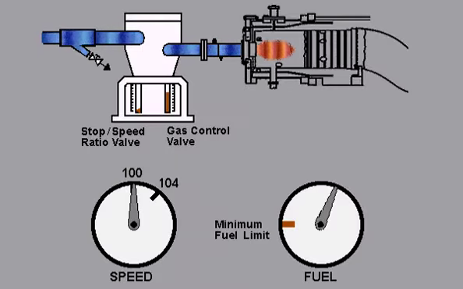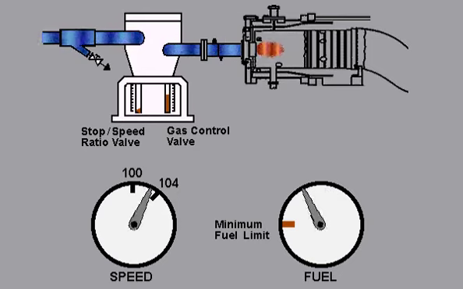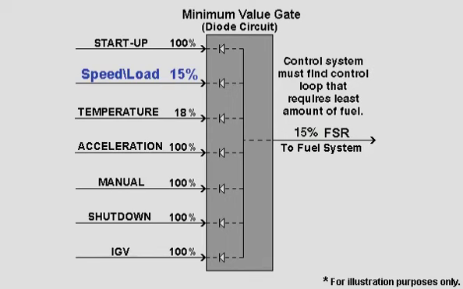When there is an upset in the control system, the fuel supplied to the combustors won't drop below the minimum fuel limit, also known as minimum blowout fuel. This is important so that the flame is maintained in the combustors, but energy is reduced to the turbine. In this example, the speed and load control loop is in control because it requires the least amount of fuel at 15%. If speed and load were to go up to 19%, however, temperature would then be in control because it requires the least amount of fuel.